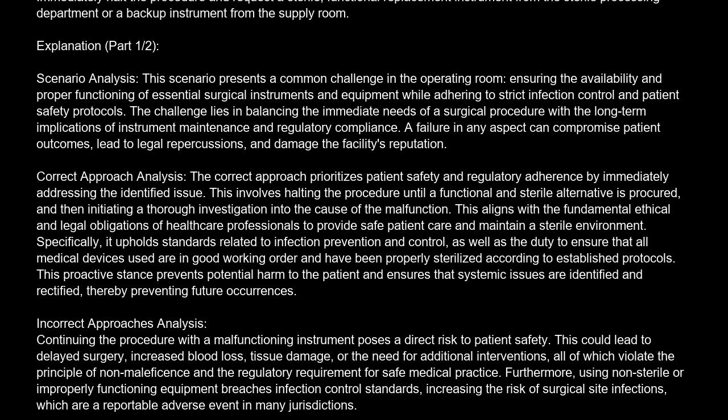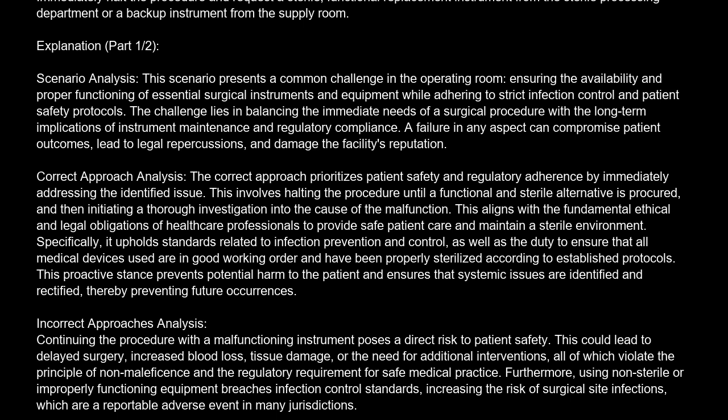Scenario analysis. This scenario presents a common challenge in the operating room, ensuring the availability and proper functioning of essential surgical instruments and equipment while adhering to strict infection control and patient safety protocols. The challenge lies in balancing the immediate needs of a surgical procedure with the long-term implications of instrument maintenance and regulatory compliance. A failure in any aspect can compromise patient outcomes, lead to legal repercussions, and damage the facility's reputation.